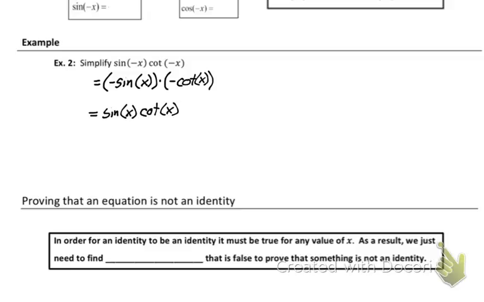I know I can rewrite cotangent in terms of cosines and sines, so I'm going to go ahead and do that. I'm going to rewrite this as sine of x times, now cotangent has cosine on top, so it'll be cosine x divided by sine of x. My sines will cancel out, and we'll just be left with cosine of x. And that's as simplified as I can possibly make it.